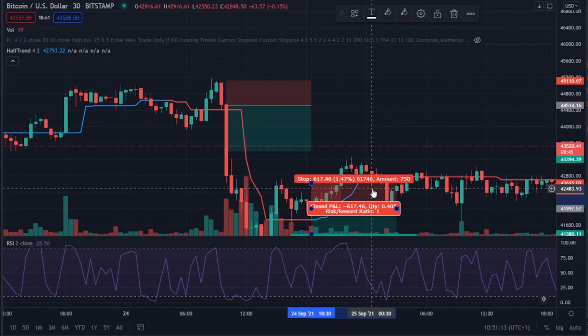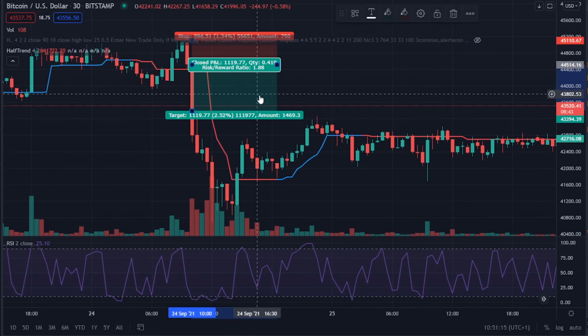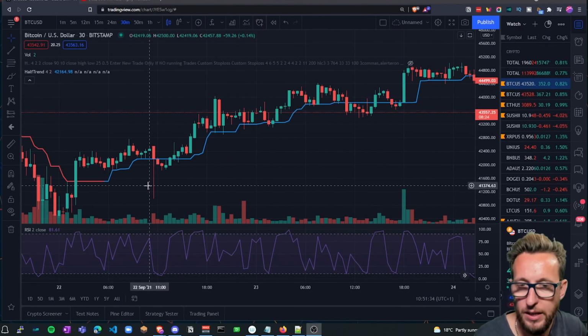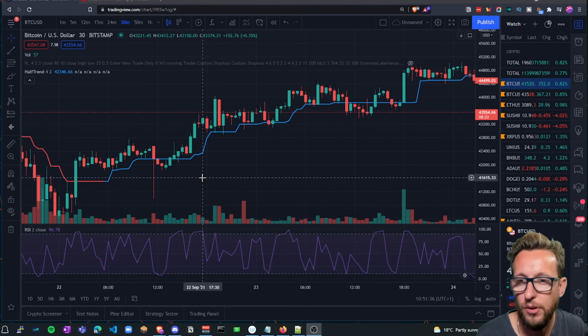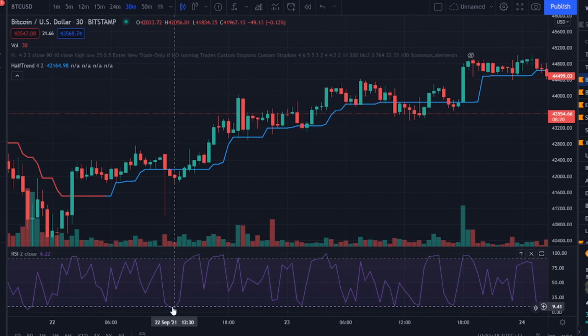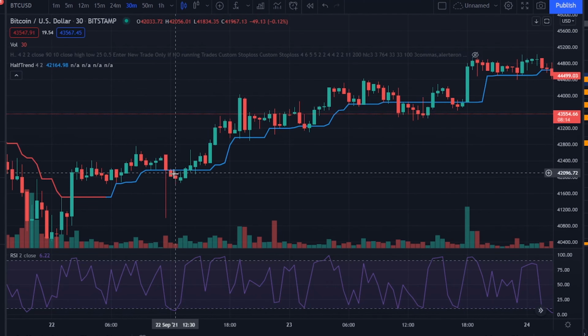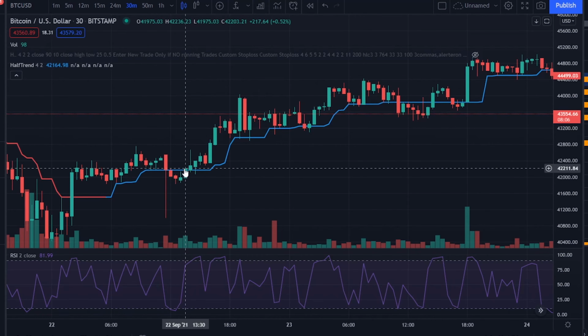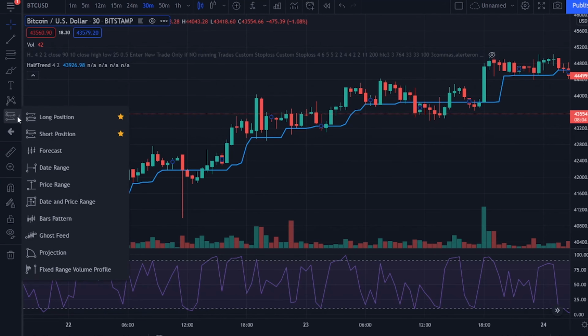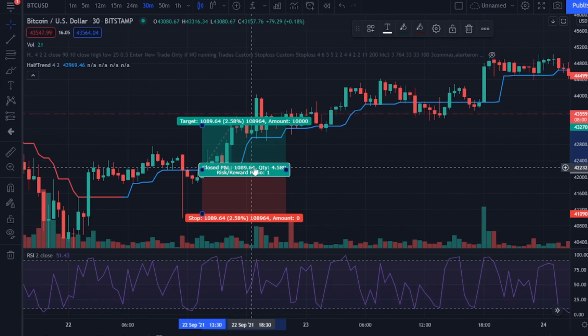Okay, let's go back over to here and see if we can find a long position. Okay, here we are in a blue zone on the Halftrend. We're looking for a below 10 on the RSI, which would have been here with this candle here. The next candle has broken above the high of that candle, so we would go in on this candle here. So let's go and take a long position, and off we go.